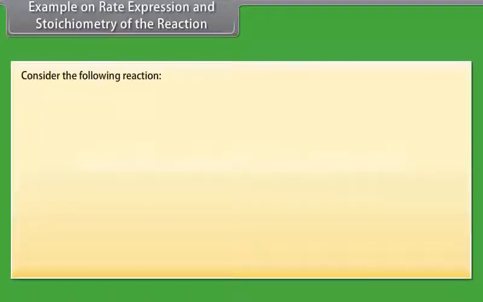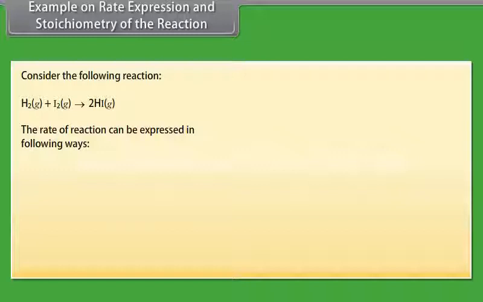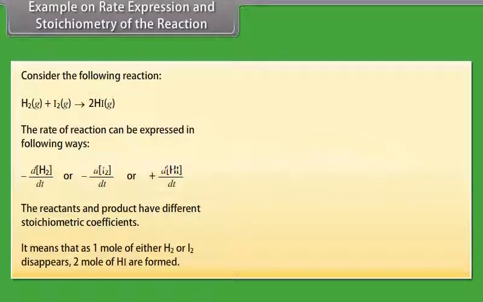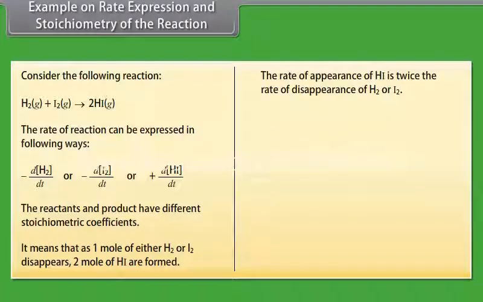Example on rate expression and stoichiometry of the reaction. Let us consider the following reaction. H2 plus I2 gives rise to 2HI. The rate of reaction can be expressed in the following ways. Minus d by dt of H2 or minus d by dt of I2 or plus d by dt of HI. The reactants and product have different stoichiometric coefficients. It means that as 1 mole of either H2 or I2 disappears, 2 mole of HI are formed. The rate of appearance of HI is twice the rate of disappearance of H2 or I2.